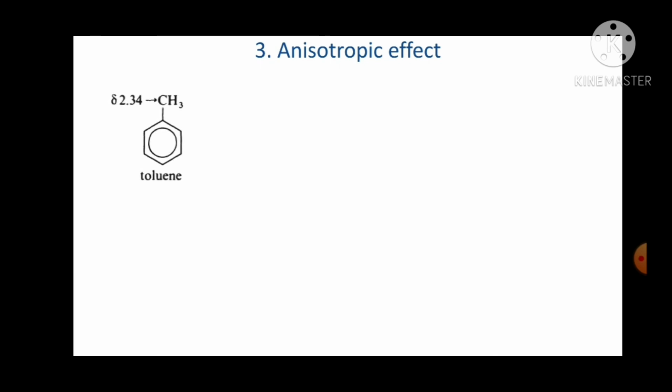We can have some examples of this anisotropic effect. Take an example of toluene. In toluene, the CH3 protons appear at 2.34, so they are quite shielded. Though they are connected to an aromatic ring, they are not aromatic protons. They are the protons of a methyl, and methyl protons usually appear at a delta value in a shielded zone towards 0. We can consider this example where the CH3 protons are inside the ring.